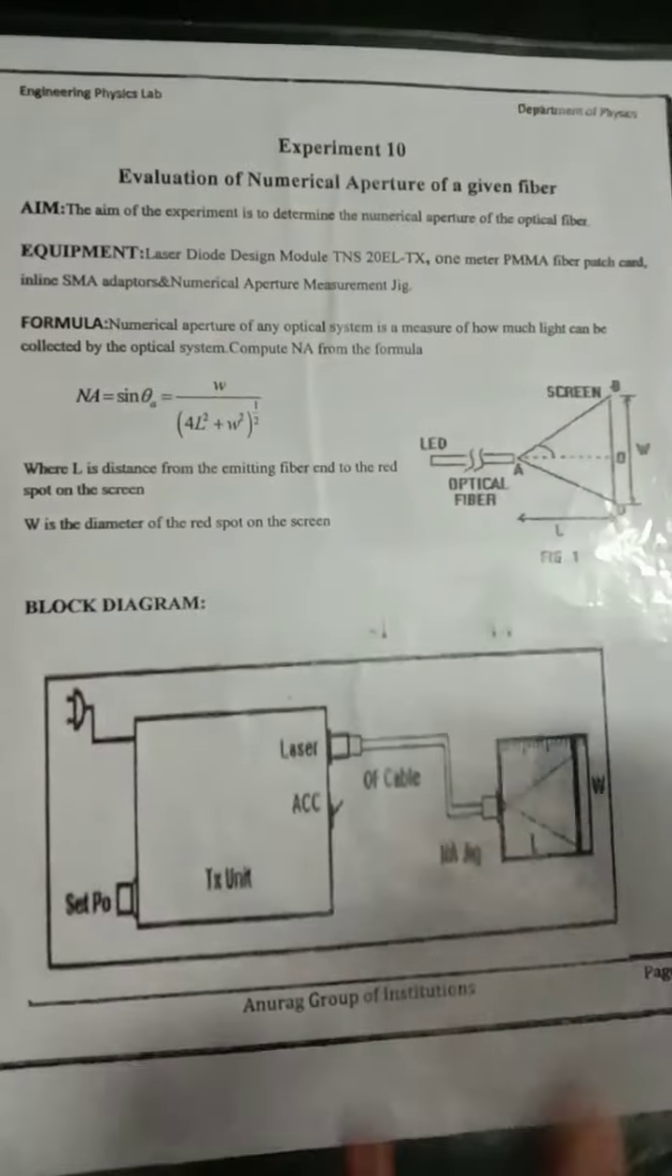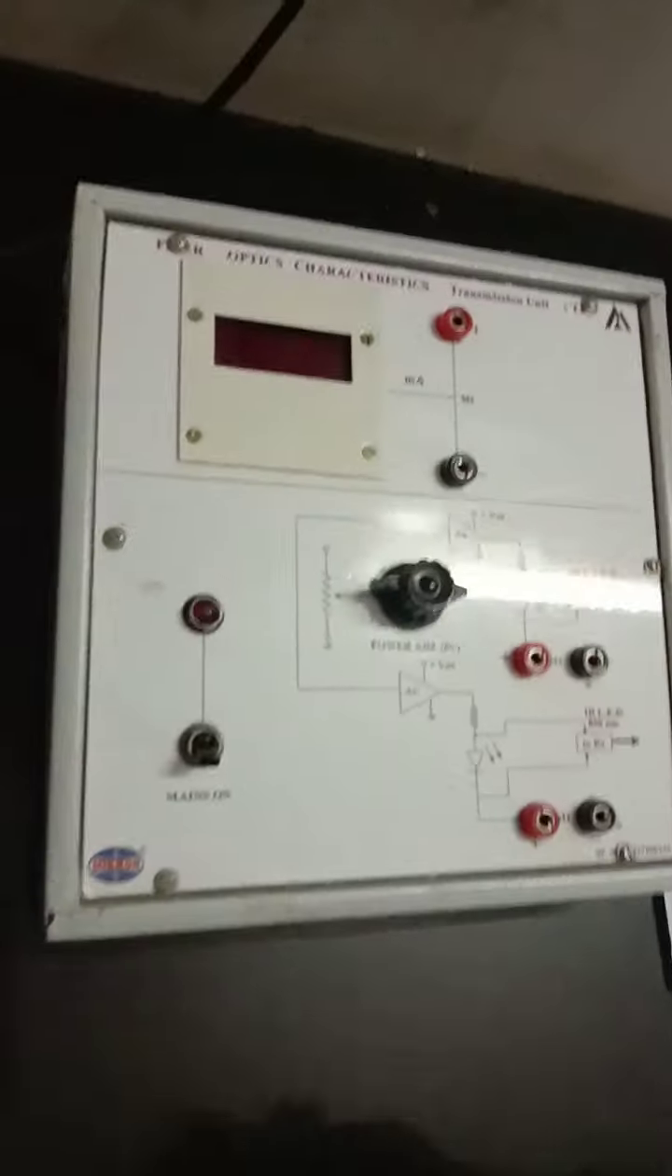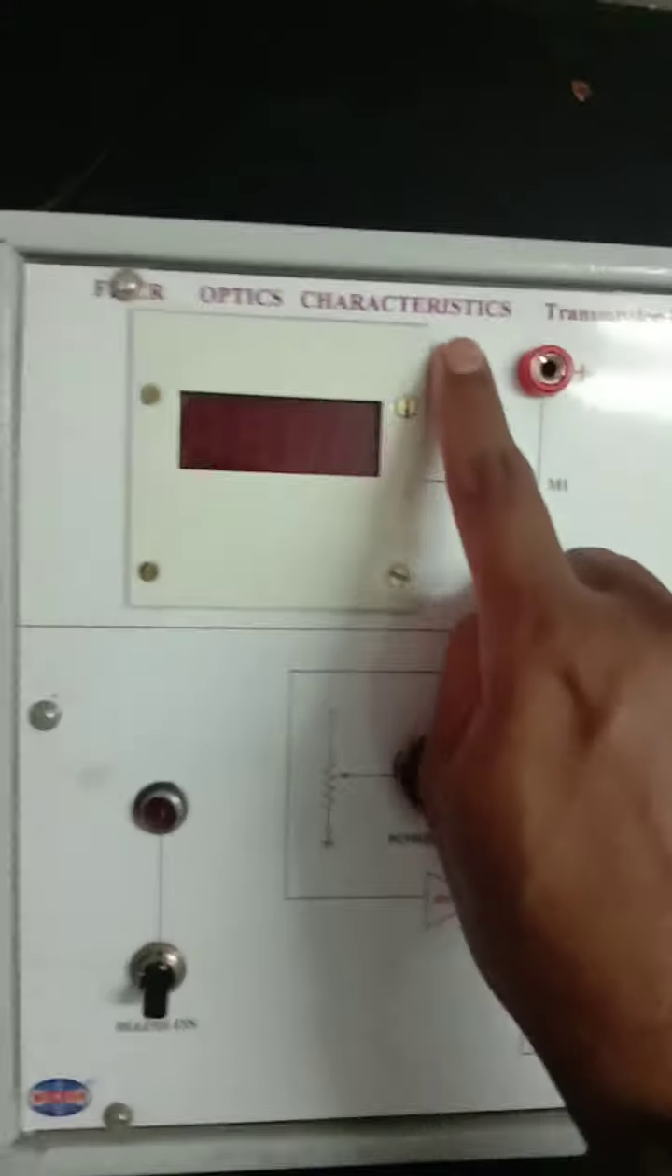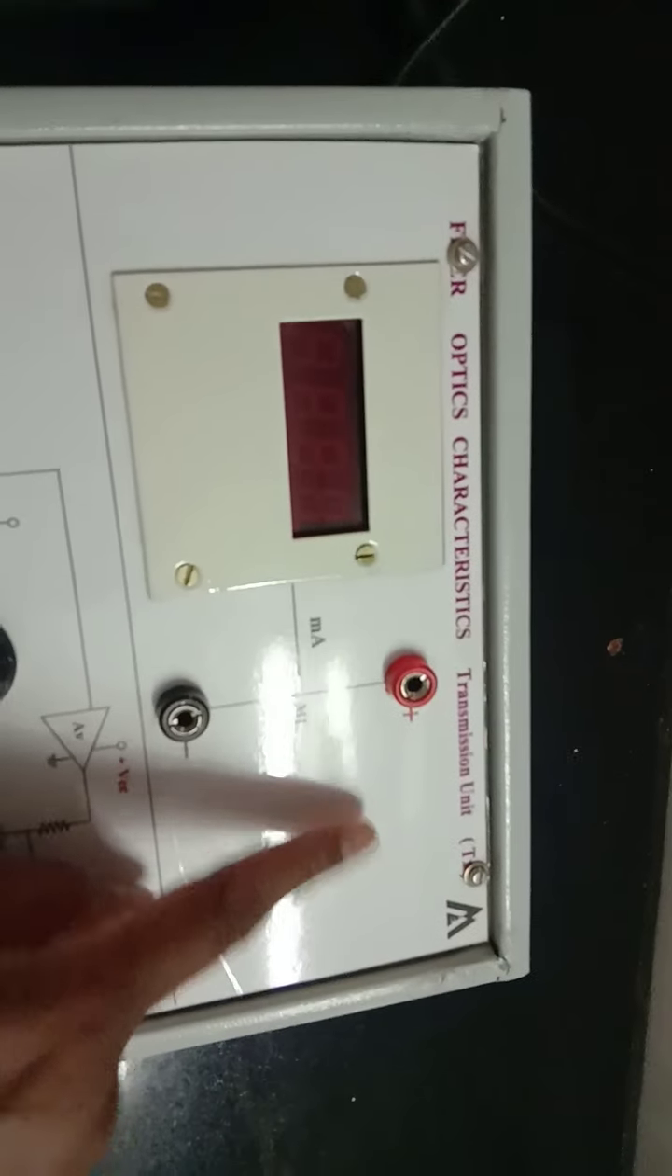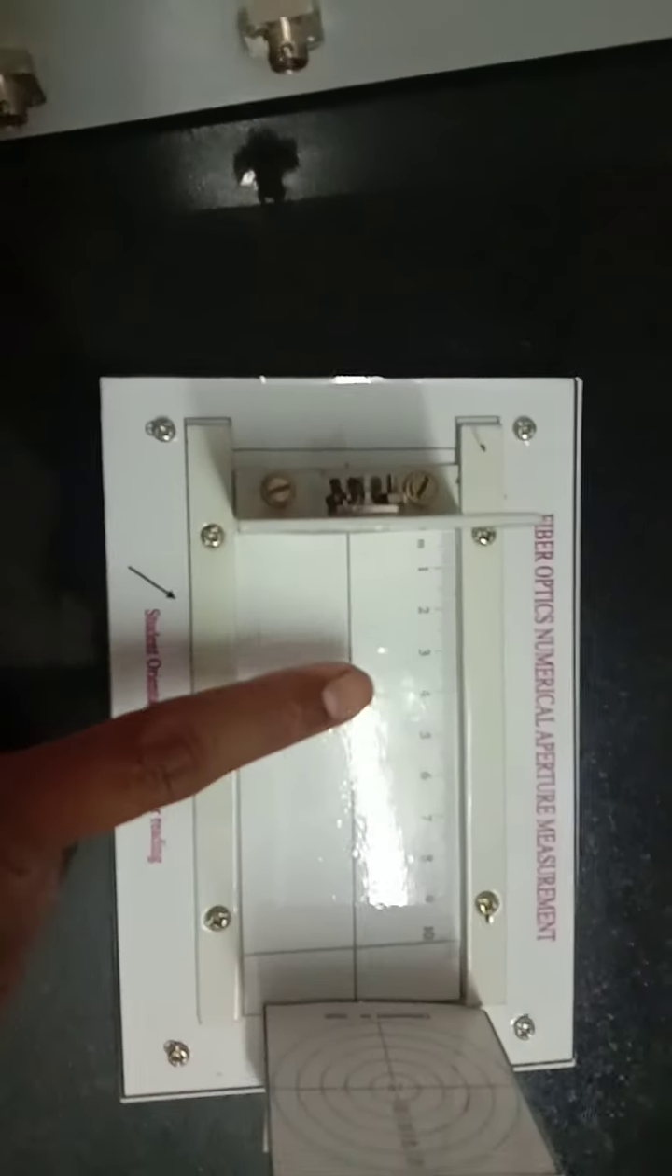First, let me explain the apparatus we are going to have. Here you can see a fiber optics characteristics transmission kit. This kit we are going to call the fiber optics transmission kit. That is one thing. Next, here you can see this one we are going to call the numerical aperture measurement jig.